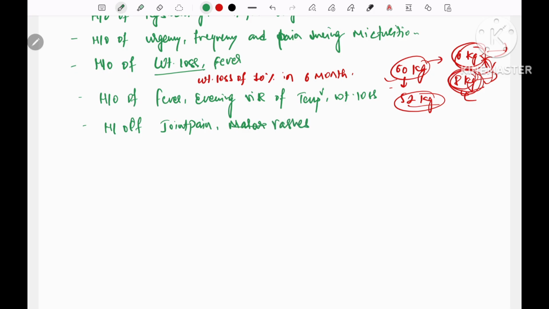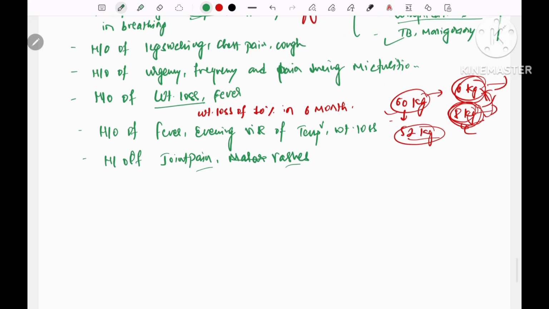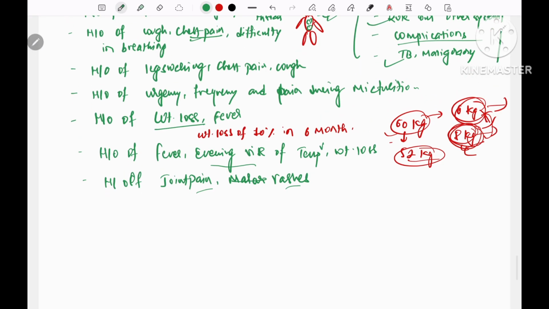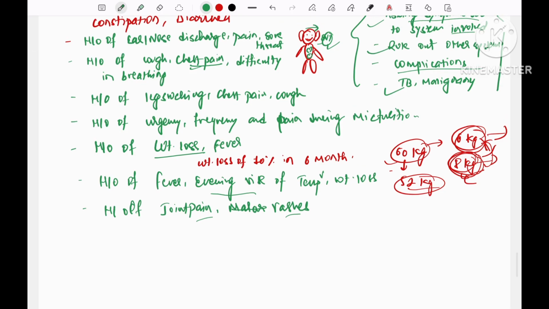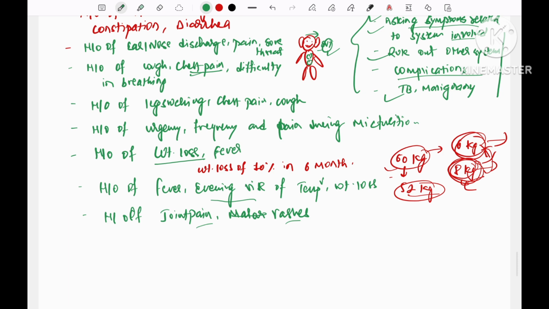If a teacher asks why you took a history of joint pain and rashes, we can say that it is to rule out autoimmune conditions. Similarly, fever, evening rise of temperature and weight loss are for tuberculosis. Weight loss and fever are for malignancy. Urgency, frequency and pain during micturition are for urinary symptoms, for example UTI.